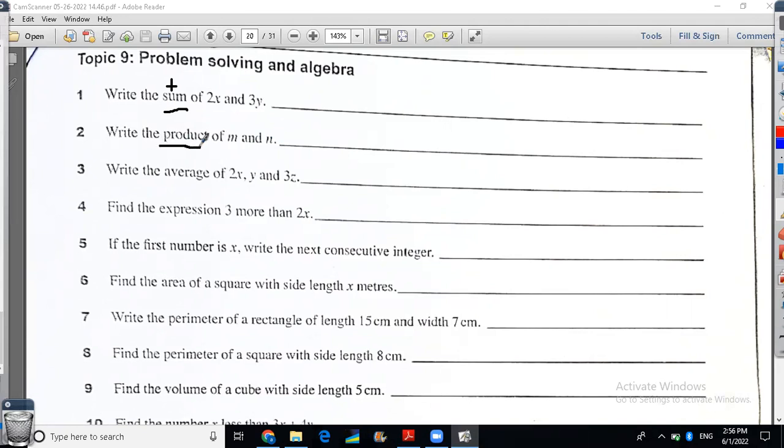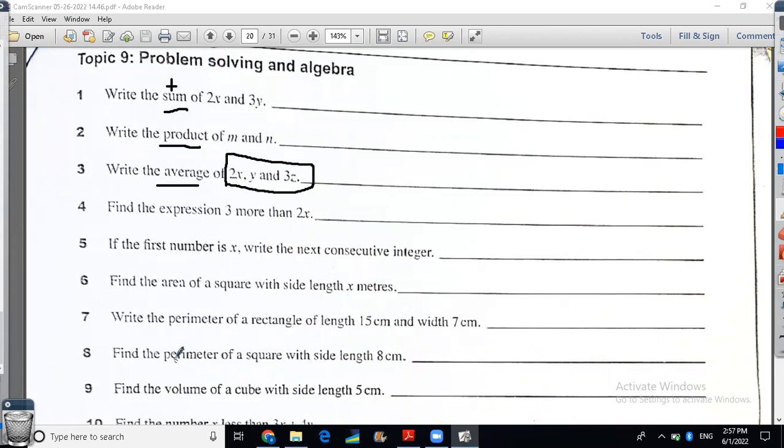Product, what's the meaning of product? Times. Average, what's the meaning of average? Add them all up. Then you divide by, how many are they? 1, 2, 3. Then you divide by 3. Mister, why did we divide by 3? Because they are 3 numbers. And mister, if they were 4 numbers, we would have divided by 4? Yes. If they were 10 numbers, I'm going to add all the 10 numbers and then divide by 10. Yes, that's how we find the average. So we add all of them up, then divide by how many they are.